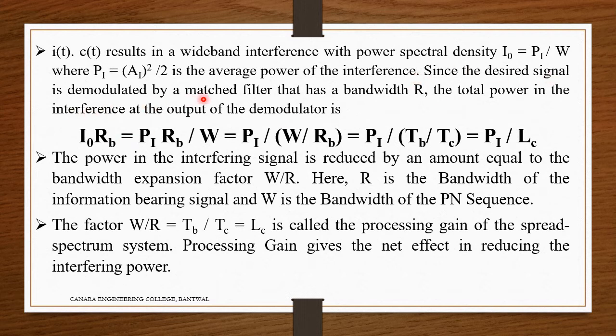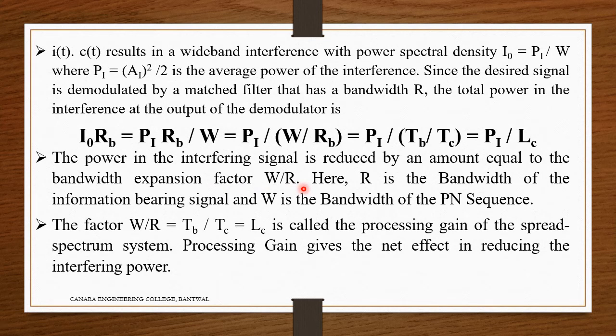Since the desired signal is demodulated by a matched filter that has a bandwidth of RB, the total power in the interference at the output of the demodulator is I naught into RB, which is Pi into RB divided by W. So I naught, replacing by Pi by W, gives Pi divided by W by RB. What is this W by RB? It is nothing but TB by TC, which we also call the processing gain, and we represent it as LC, remember? So we get Pi by LC. The power in the interfering signal is reduced by an amount equal to the bandwidth expansion factor W by R.